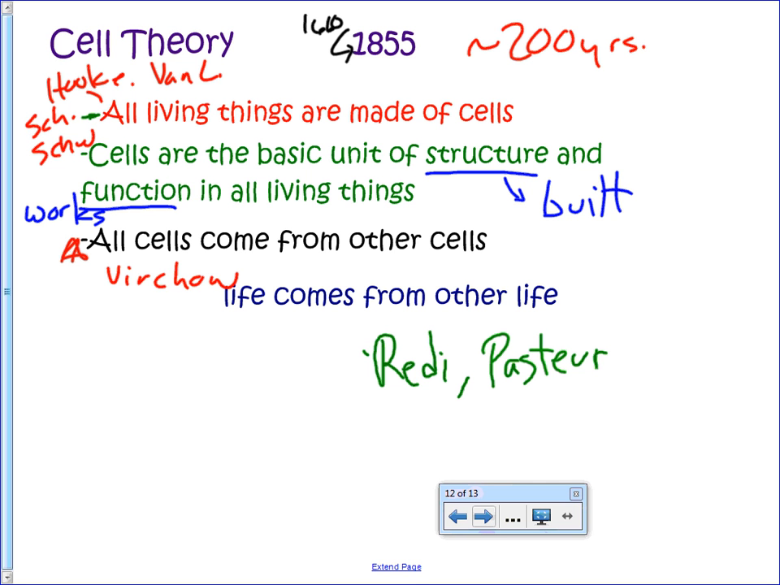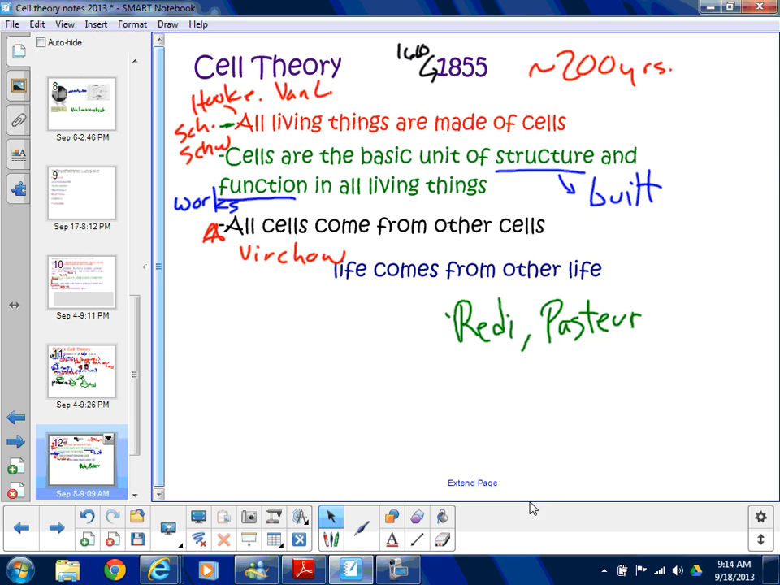Okay, any questions? Check this out. Where have you heard this before? All living things are made of cells. It's one of the 6 characteristics of all living things. Oh, yeah. All right, any questions about any of that?